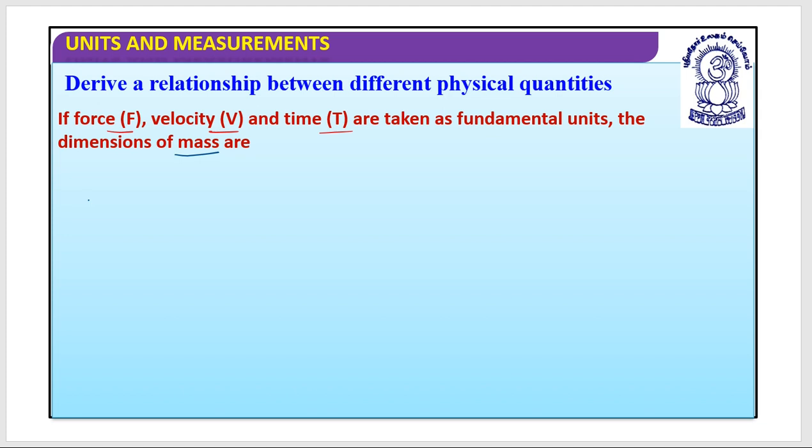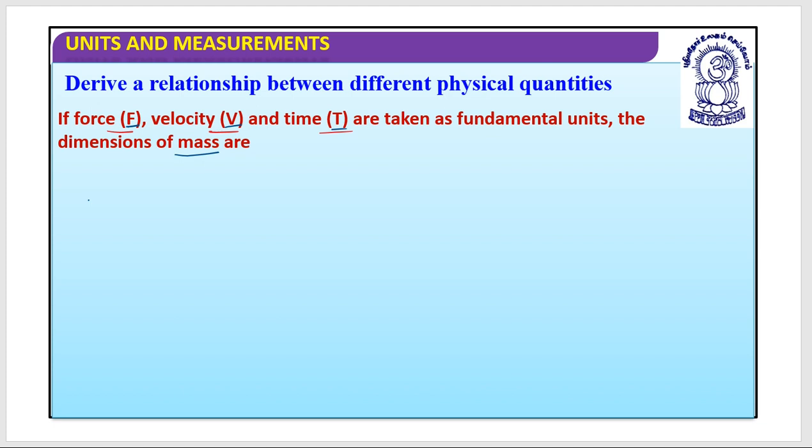Now look at this. This is a different kind of question. Up till now, what we have been doing is taking mass, length, and time as our fundamental units, and we derive certain relations. Here the whole thing has been changed. They have written that force F, velocity V, and time T, these three are the fundamental units, and you require the dimension of mass.